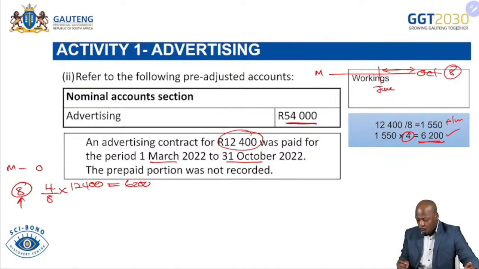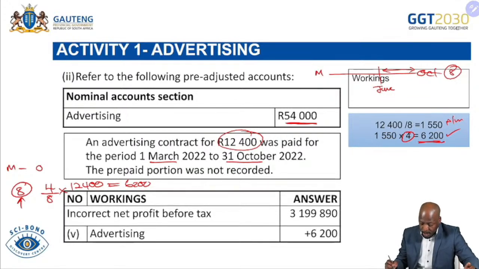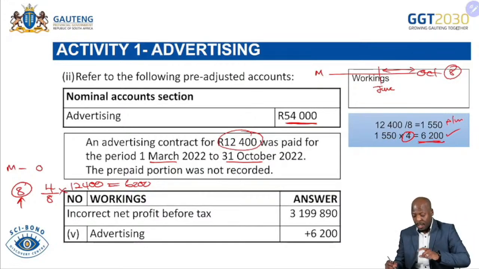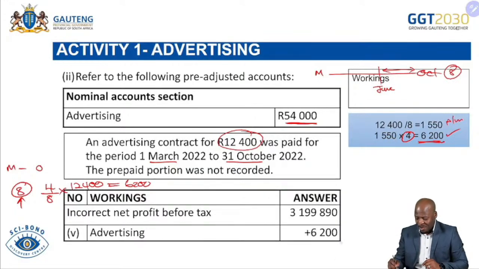Let's see how this would appear then in the correct net profit calculation. This is a prepaid expense. In other words, the expense was overstated, and that reduced our profit. The moment we correct it, that means we need to increase our profit, because we recorded an expense for the next financial period, which was not supposed to be recorded in this case. Therefore, you are adding 6,200. That is why you see I've put in a plus 6,200. Okay, let's go on to the next aspect.